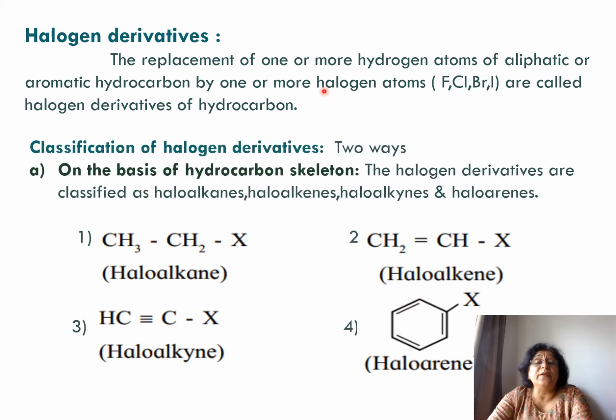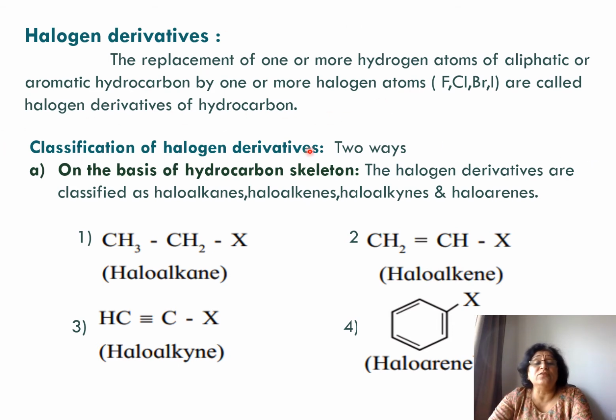So they are together known as halogen derivatives of hydrocarbon. Basically they are obtained by replacement of one or more hydrogen atoms of aliphatic or aromatic hydrocarbons by fluorine, chlorine, bromine or iodine, by one or more halogen atoms. So these are called halogen derivatives.